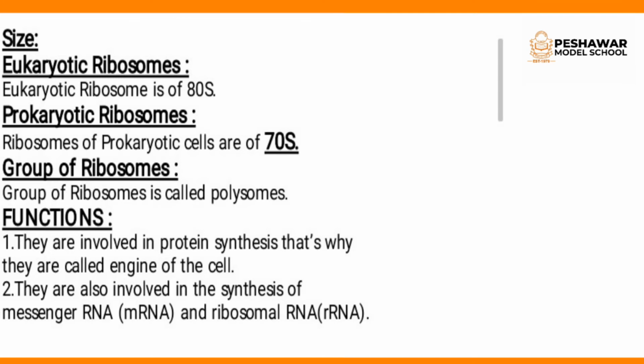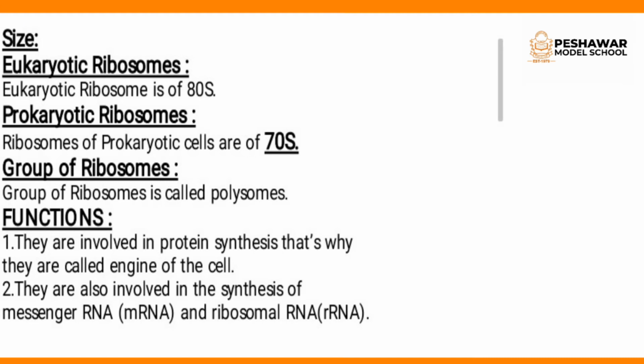A group of ribosomes is called polysomes. When the ribosomes combine together and form groups inside the cell, they are known as polysomes, because the ribosomes are present free in the cytoplasm in the form of groups, or they may be attached to the endoplasmic reticulum.